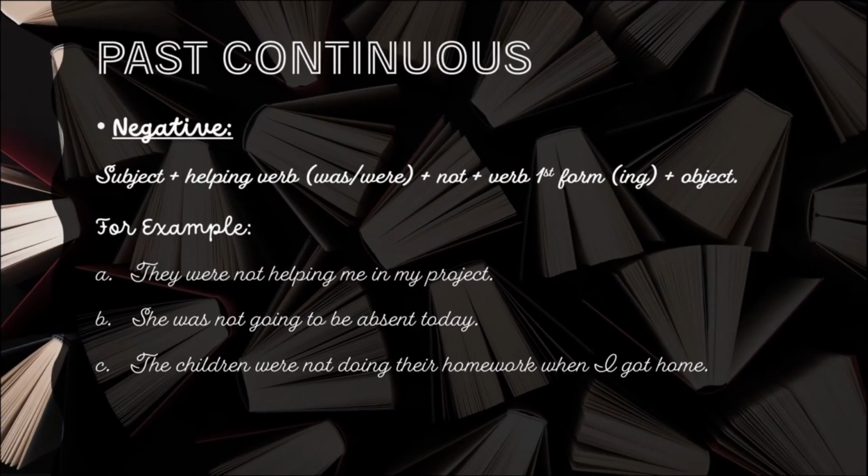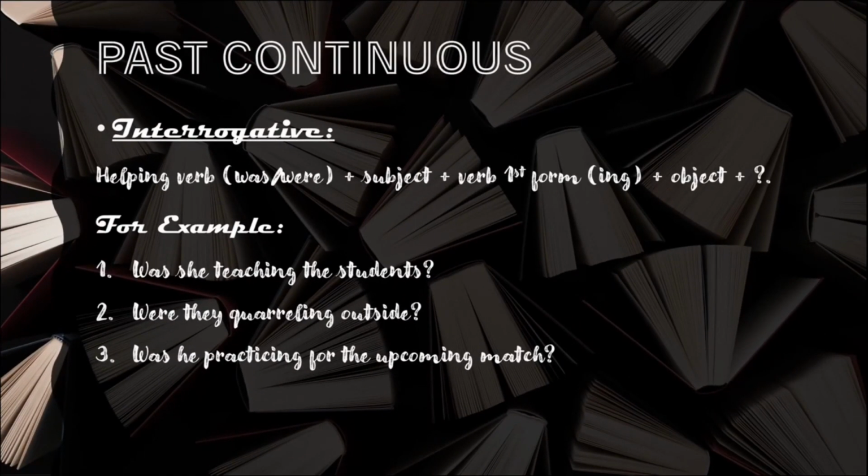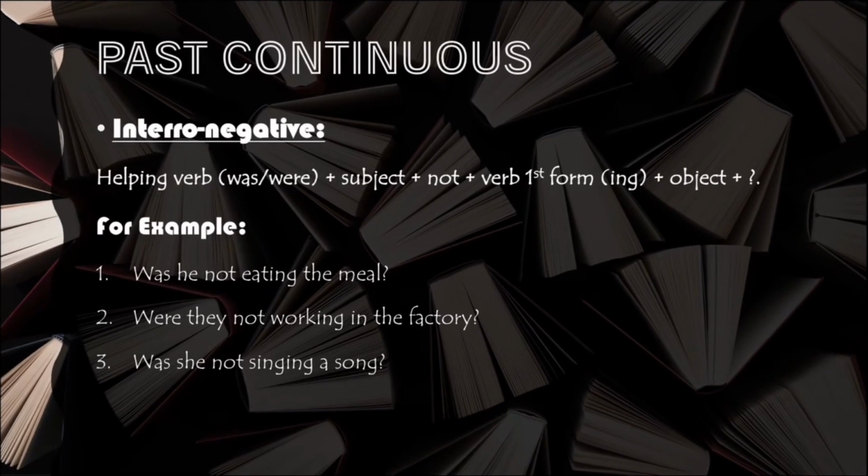In negative, as you know, we will just add not after the helping verb, as you can see in the examples given below. In interrogative, we'll start with the helping verb and end the sentence with a question mark, as it is the most important part of interrogative sentences. The examples for past continuous interrogative would be, was he not eating the meal? Were they not working in the factory? Was she not singing a song?